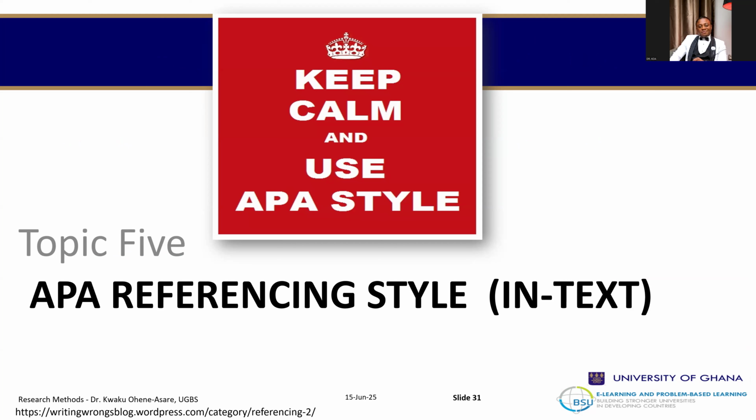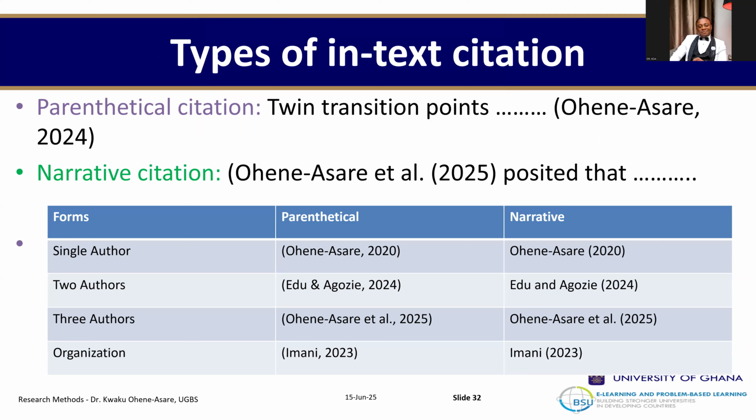In text, I want you to keep calm, and use the upper style. I want you to pay attention here, please, guys. In text. Now, the first one you're going to learn is parenthetical citation, where you have twin transition points. So you have one person who has made a statement, and so you say Ohene Asare, and then you bring a comma, and then you write the year the paper was written, and you close the bracket.